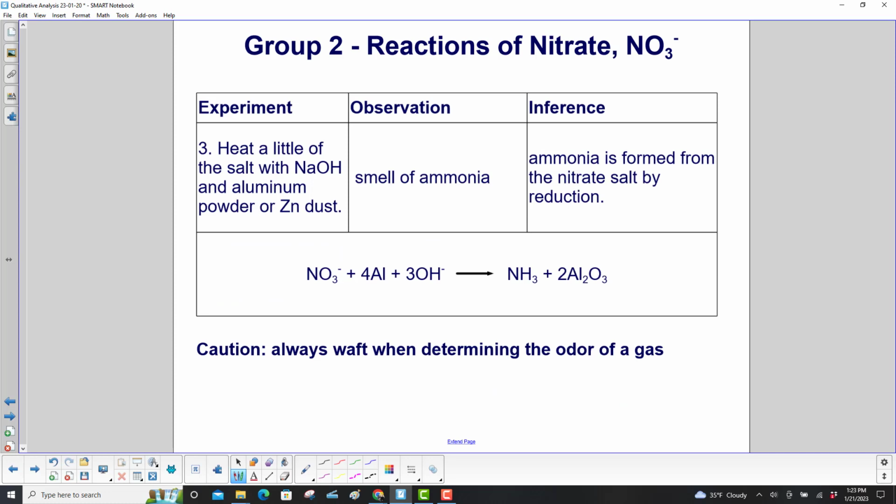3. Heat a little of the salt with sodium hydroxide and aluminum powder or zinc dust. Observation, smell of ammonia. Inference, ammonia is formed from the nitrate salt by reduction. Caution, always waft when determining the odor of a gas.